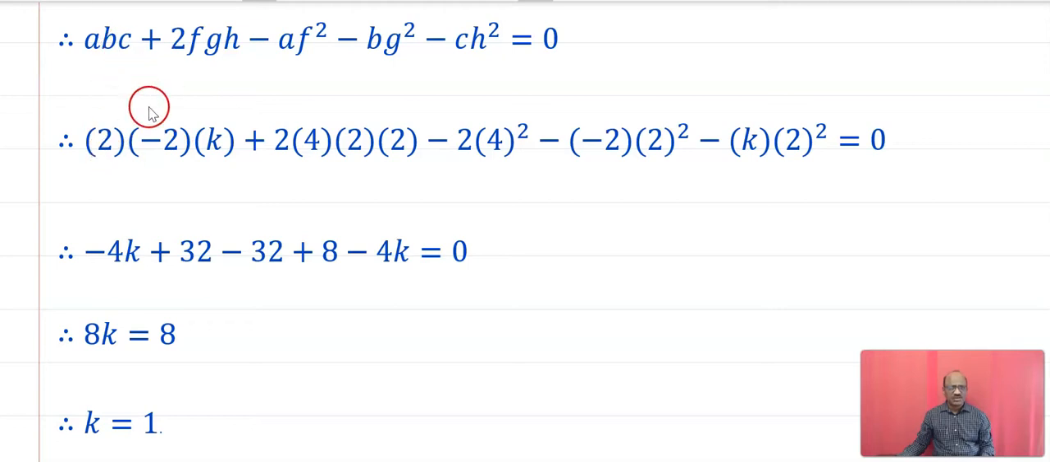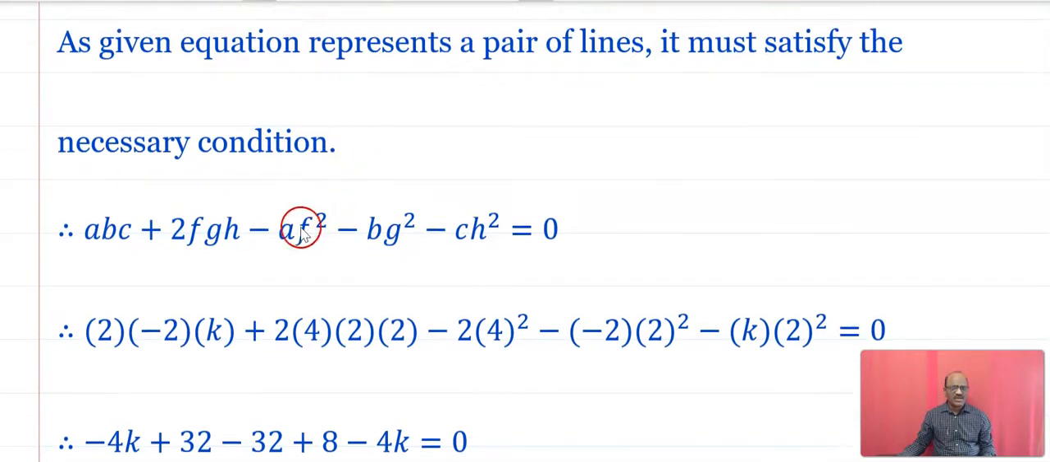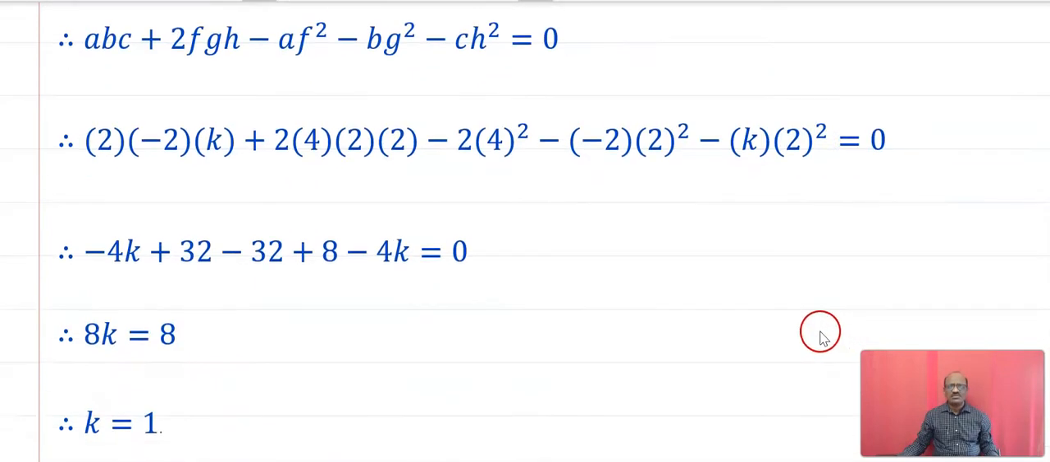That is, a is 2, b is minus 2, c is k, and 2fgh, that is, a is 2, f is 4, g is 2, h is 2. Okay. Then minus af square, that is 2 in bracket 4 square, minus b g square, that is in bracket minus 2 into 2 square, minus c h square, that is k in bracket 2 square, and that equals 0.